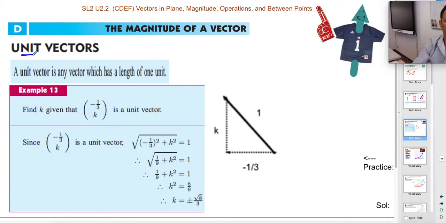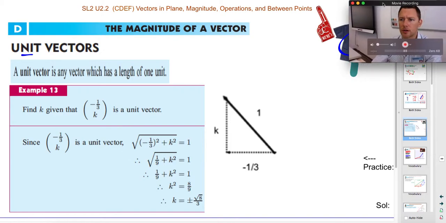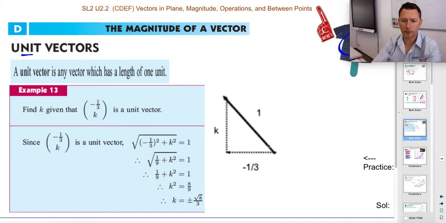So unit vectors, we're number one. Unit, get it? Unit vectors are 1 unit long, whether they point this way or that way. It doesn't really matter as long as they're 1 unit long. Often you'll see questions like, find k, given that this thing is a unit vector. Here's a way to visualize that. If you know that this is a unit vector, this hypotenuse has to be 1 unit long.